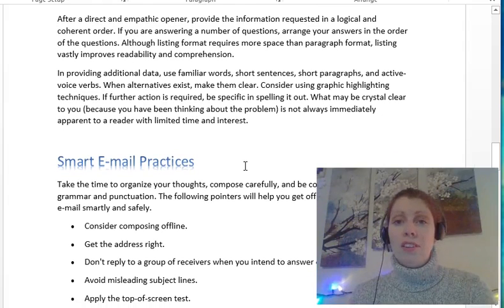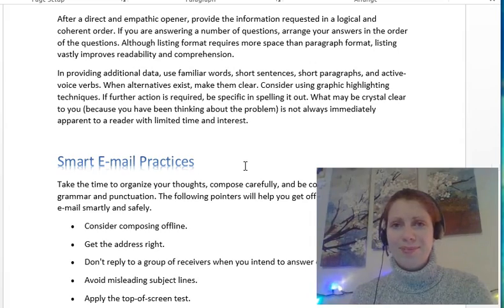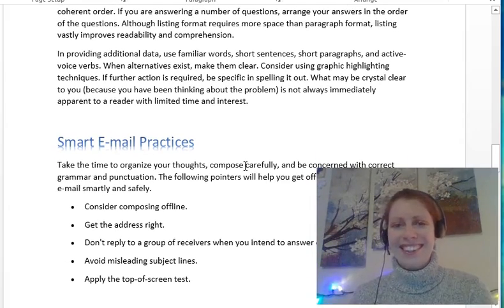In providing additional data, use familiar words, short sentences, short paragraphs, and active voice verbs. So these are all things we've been over. Do you remember how long your sentences should be? Do you remember how long your paragraphs should be? If you're not sure, go back and review this from previous lectures. I'm not going to tell you.